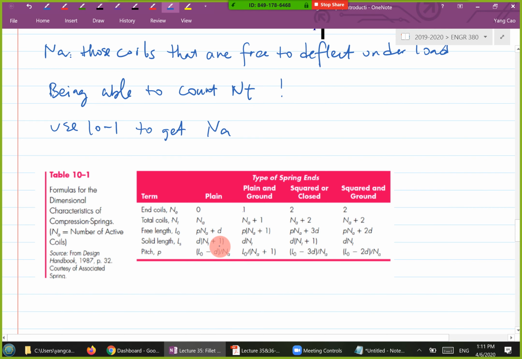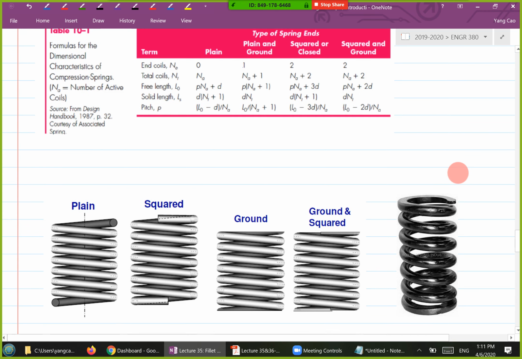So what will be the type of ending here? This is just an illustration of the different types. For example, this is a plain ending, so basically nothing is done to the ending here. And this one is called square, as you can see, the two ends here are squared. They close the gap here. So the square would refer to this one: squared or closed.